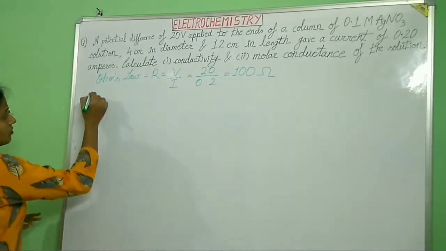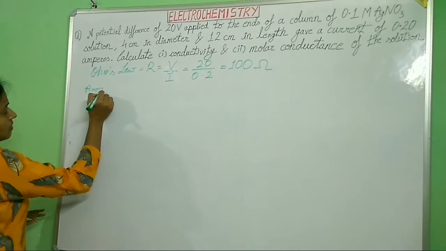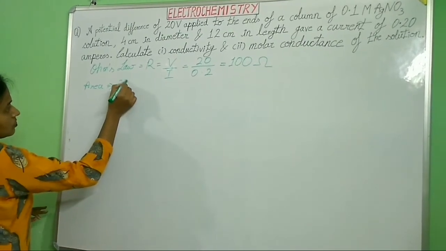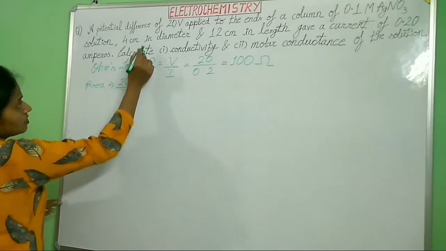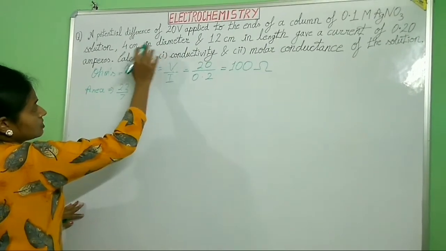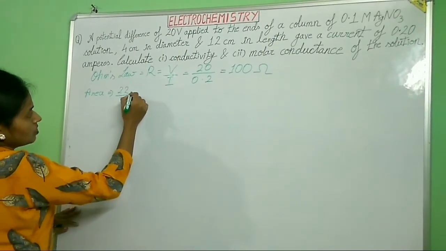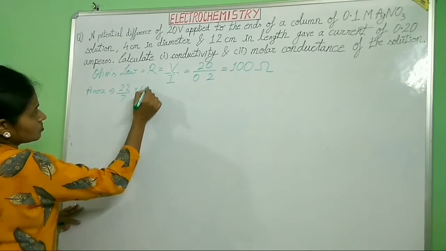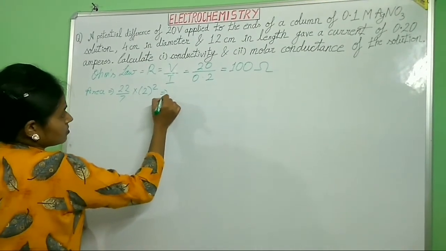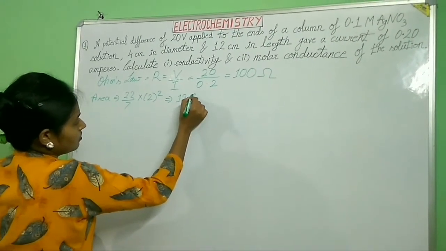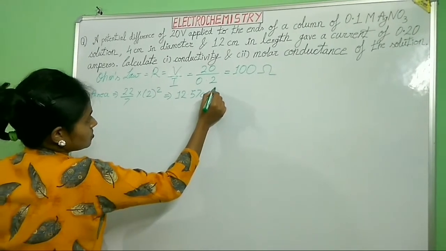Now, let us first find out the area. Area is pi r squared. So, 22 by 7, r: 4 cm is the diameter, so the radius will be 2, into 2 squared. Pi r squared, if you calculate, will be 12.57 centimeter squared.